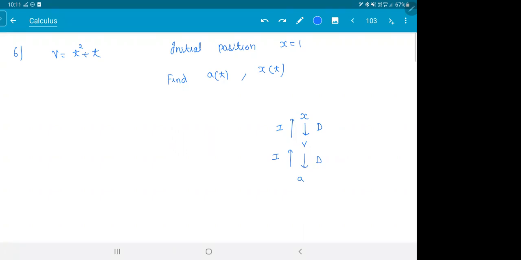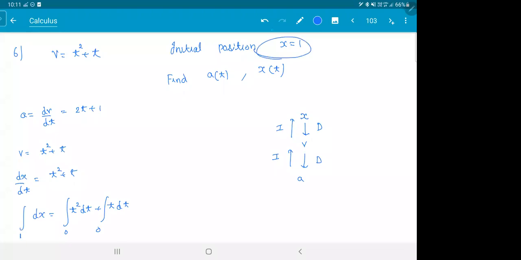See, for the acceleration, dv by dt, which is 2t plus 1. That's it. Velocity is t square plus t. v is nothing but dx by dt. Send dt that side and integrate. So dx will be t square dt plus t dt. Time is 0. What is your initial position? 1. That is given.